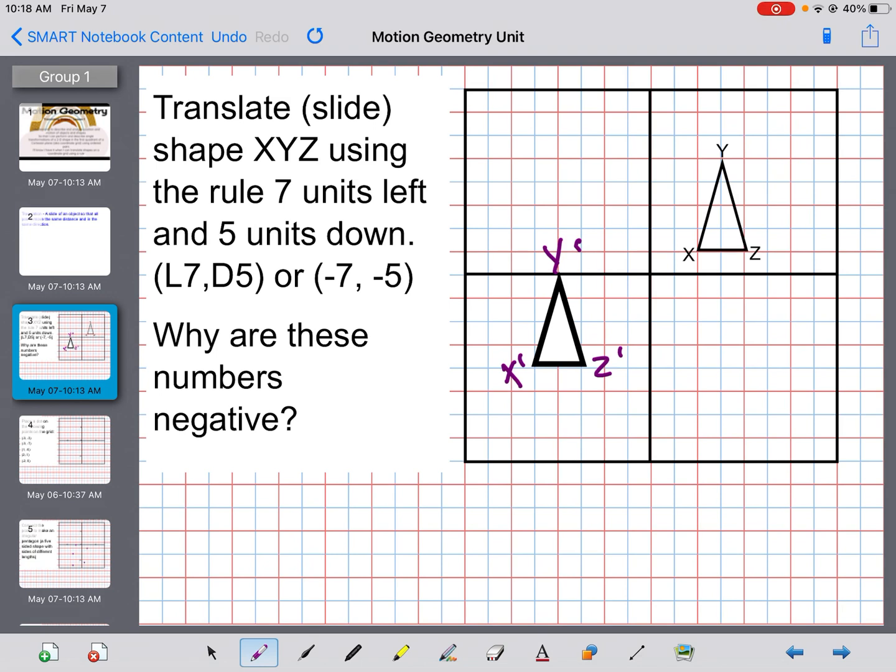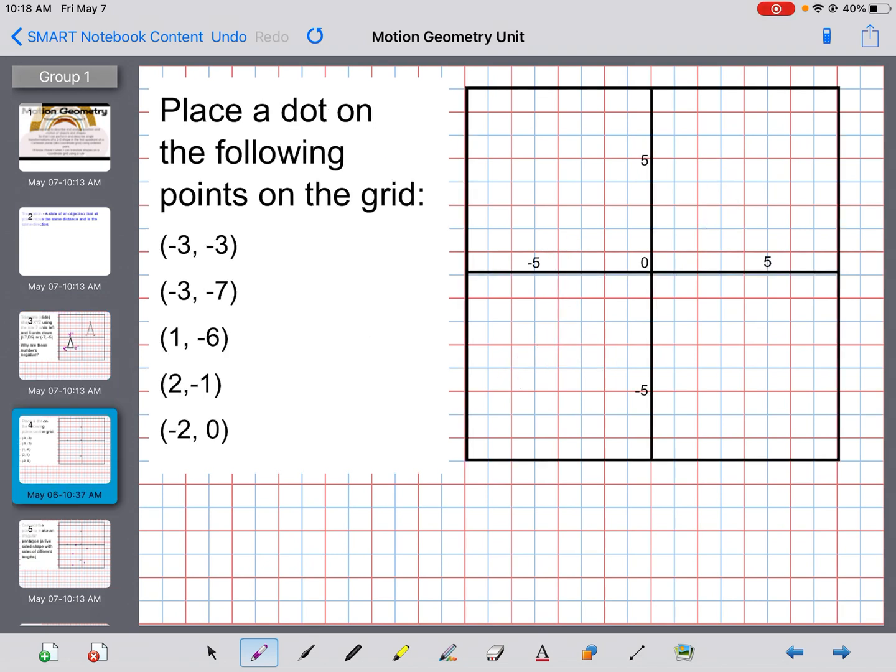Okay, moving on. So now you're also going to be asked on the worksheet today to place dots on the following ordered pairs, the following points on the grid. Okay, so hopefully you remember that the left number is the x-axis and the right number is the y-axis, okay? So the x-axis being the horizontal axis and the y-axis being the vertical axis. Okay, so now I'm going to plot these points on the grid.